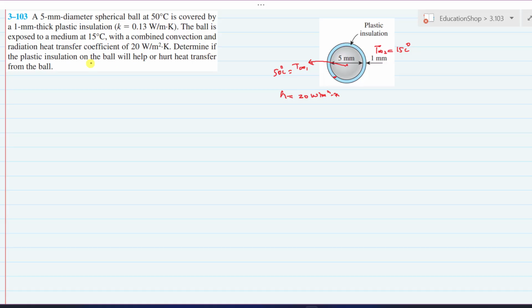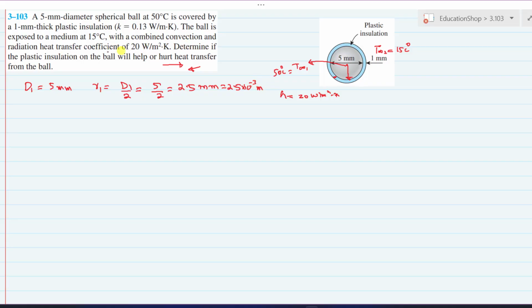Determine if the plastic insulation on the bar will help or hurt heat transfer from the bar. We need to calculate whether the insulation provided on the spherical bar will increase or decrease the heat transfer. The diameter of the spherical ball is 5mm, then its radius R1 will be equal to Di divided by 2, that is 5 divided by 2, meaning 2.5mm, or 2.5 multiplied by 10 to the power minus 3 meter.